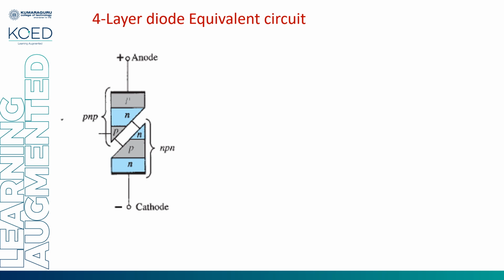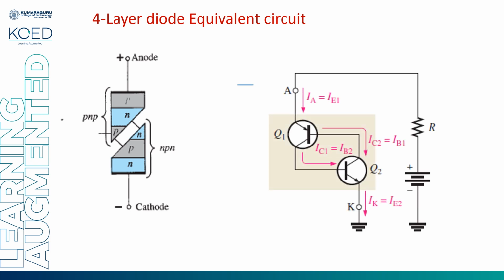This is the diode equivalent for a PNPN diode, and the transistor equivalent is two transistors connected back to back with a positive feedback.